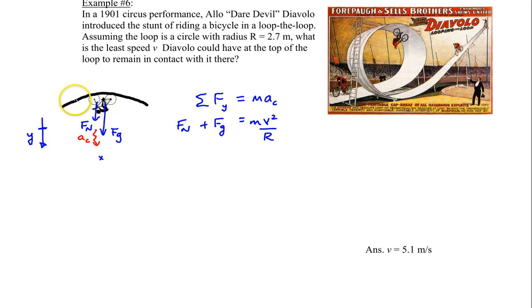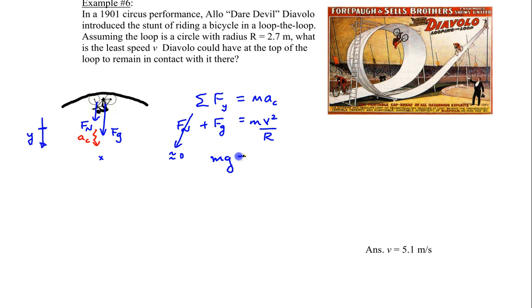Now at the top of the loop, the track exerts a normal force on the bicycle as long as the bicycle is moving with a speed great enough to stay on the track. If the bicycle moves too slowly, then it starts to lose contact with the track, and then the normal force becomes zero. And so we're looking for that limiting situation where it starts to lose contact with the surface here. Basically, if it starts to lose contact, then there is no normal force. So we're going to assume that the normal force is approximately equal to 0 to find that minimum speed.